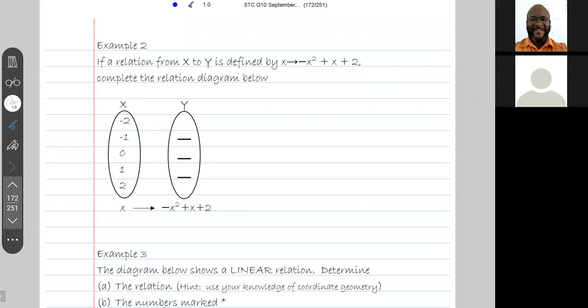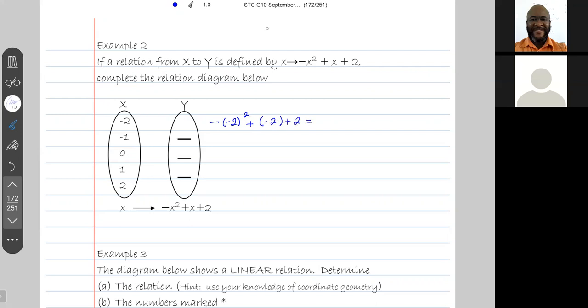All right, so example 2 says, if a relation from x to y is defined by x in the domain is mapped to minus x squared plus x plus 2 in the codomain, we're to complete the relation diagram below. All right, so let's get the codomain value when the domain value is -2. So this is minus x squared, and x is -2, plus x, which is -2, plus 2.